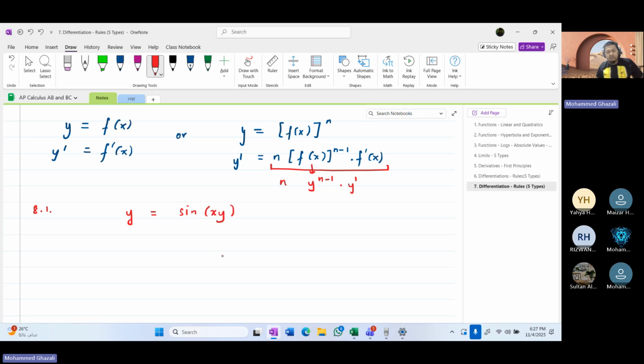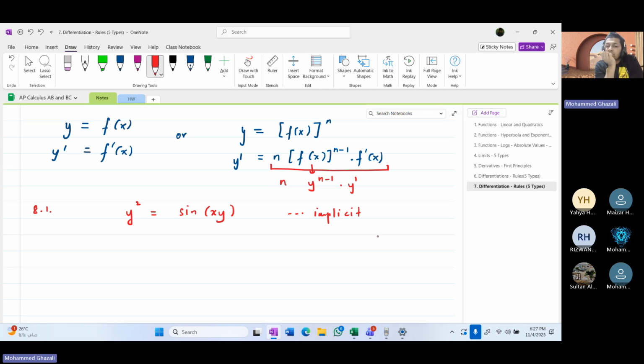I want to find the derivative of this function now. Now we got a problem because we got y on this side and y on this side. So it's kind of impossible to solve for y, right? So we can't solve for y, we use implicit differentiation. Implicit differentiation is basically an equation involving y on both sides. Let's find the implicit differentiation of this.